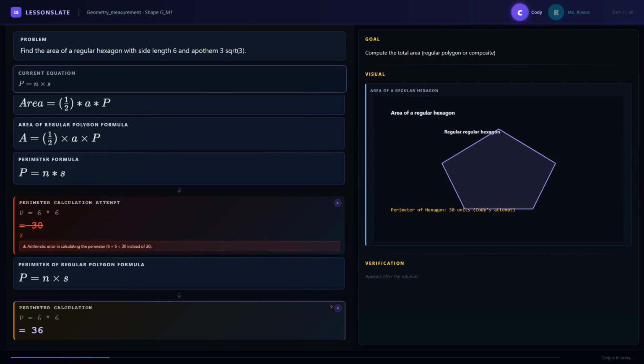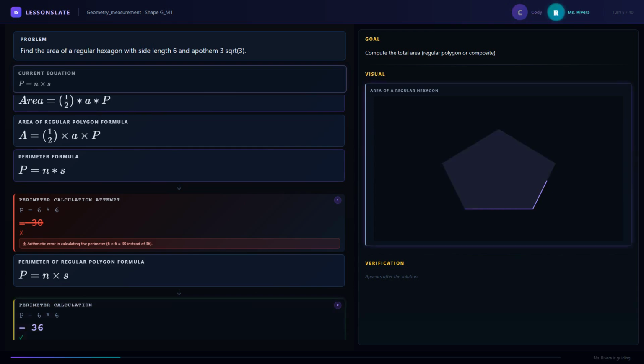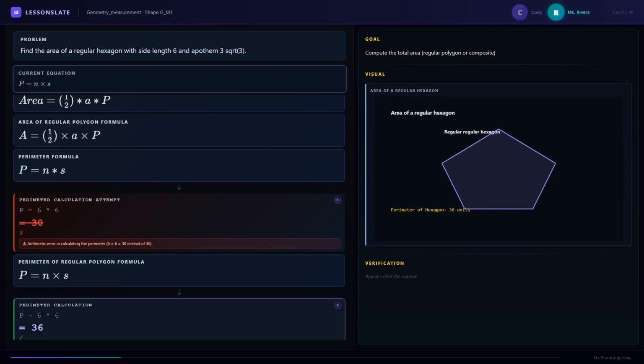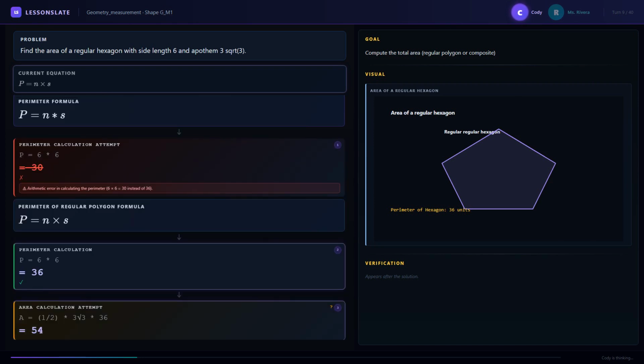Now I have the perimeter and the apothem, so I can use the area formula, right? That's exactly right, Cody. The perimeter, P, is 36 units. Now that you have the perimeter and the given apothem, 3 square root of 3, how would you set up the area formula A equals 1/2 times A times P with those values? Okay, so I'd plug those in. Area equals 1/2 times 3 times the square root of 3 times 36.